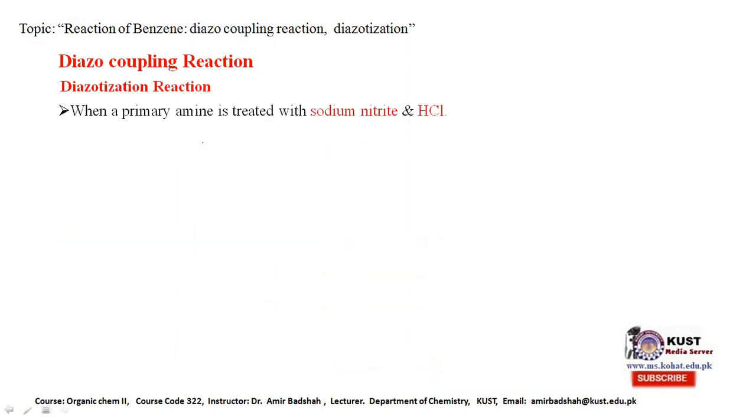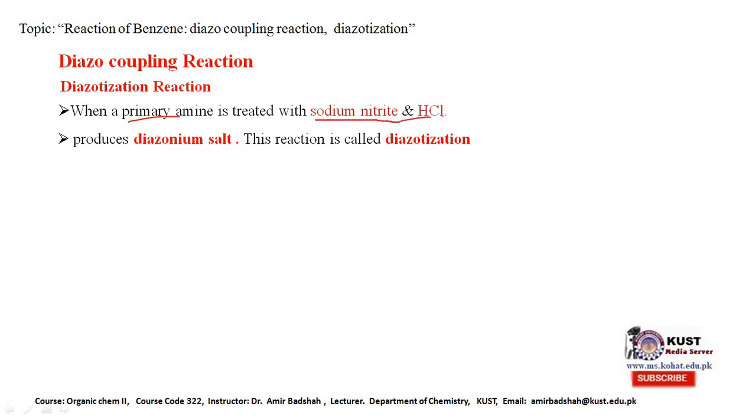Before the diazo-coupling reaction, we should know about the diazotization reaction. When a primary amine, not secondary or tertiary, but a primary amine, reacts with sodium nitrite in HCl, it produces a salt which is called a diazonium salt. A reaction in which a primary amine reacts with sodium nitrite and HCl to form a diazonium salt is called a diazotization reaction.